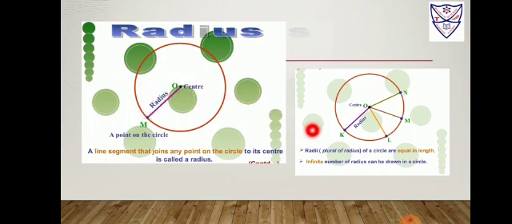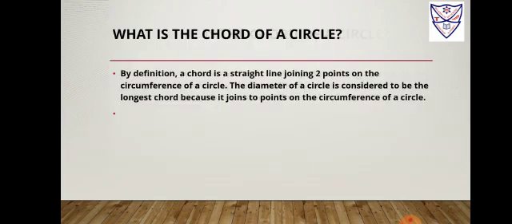Now we should also know some terms of radius. Radii is the plural of radius of a circle and they are equal in length. So here students, if suppose this is 5 centimeter, all radii are 5 centimeter. If there is more than one radius, we say radii. And there are an infinite number of radii that can be drawn in a circle.